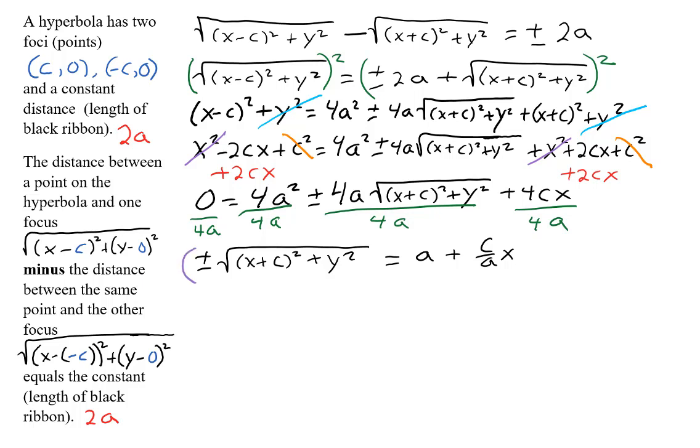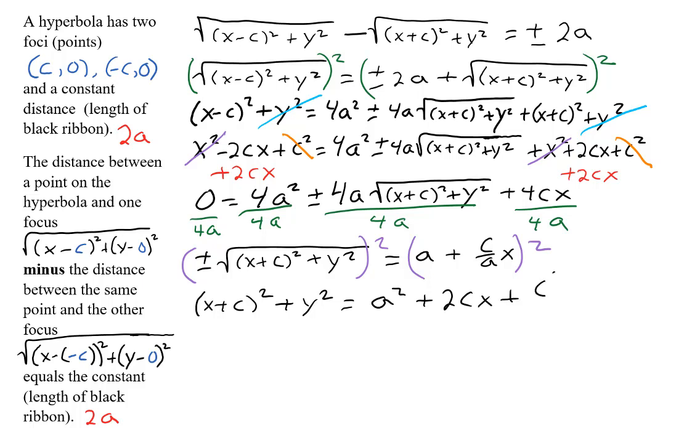Now we square both sides. On the left side, that gets rid of the plus and minus and gets rid of the radical. And on the right side, we have to multiply out a binomial again. Square the first, that's a squared. 2 times the first times the last, the a's cancel and leave us with 2cx. And then finally the last term squared, c squared over a squared times x squared.